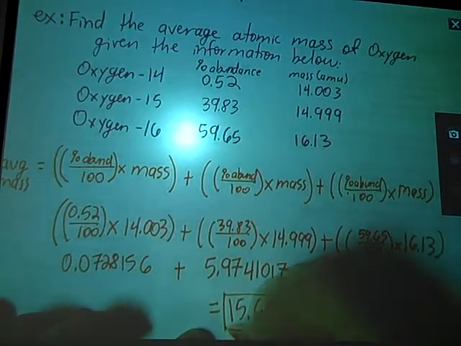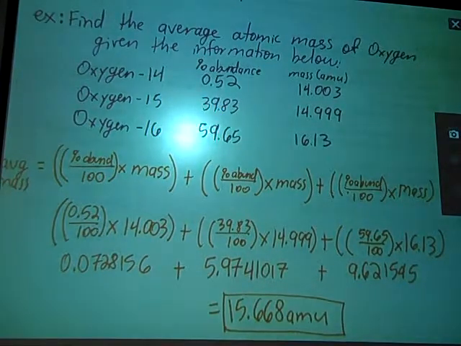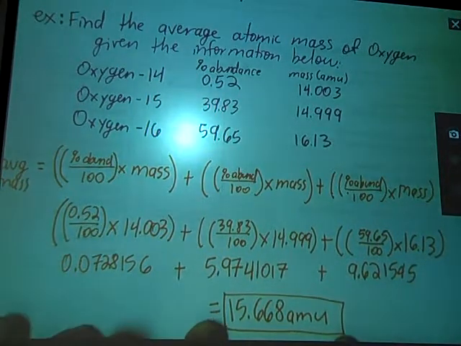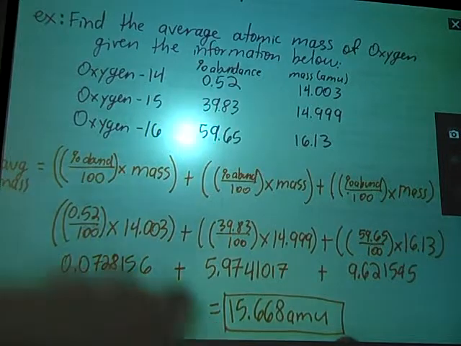Ideally, yes, you are correct. You would be able to double check your mass on the periodic table. They should be pretty close, but I made this one up. Sorry. So, this is the average, the weighted average, of our oxygen.